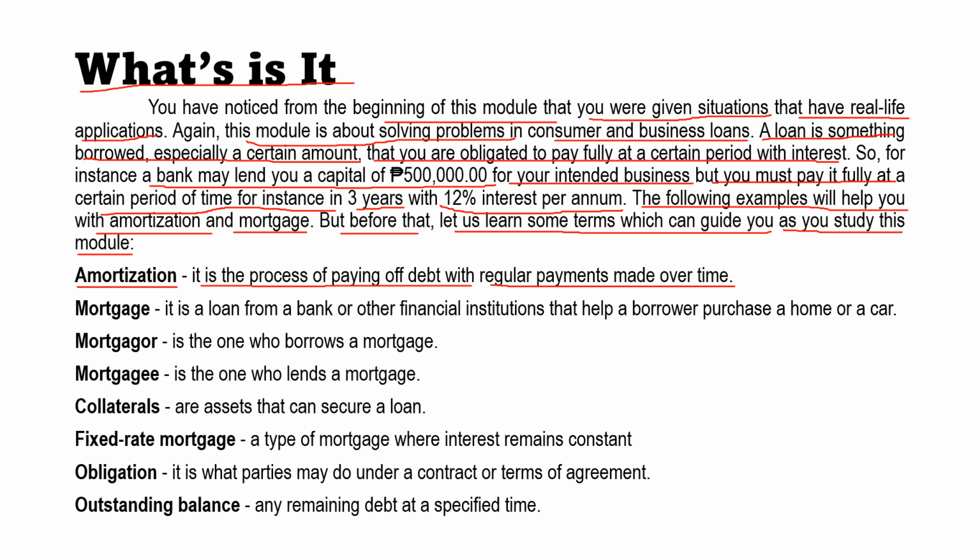time. And the second term is mortgage. It is a loan from a bank or other financial institutions that helps a borrower purchase a home or a car. So we can say that the term mortgage refers to a loan used to purchase or maintain a home, land or other types of real estate.